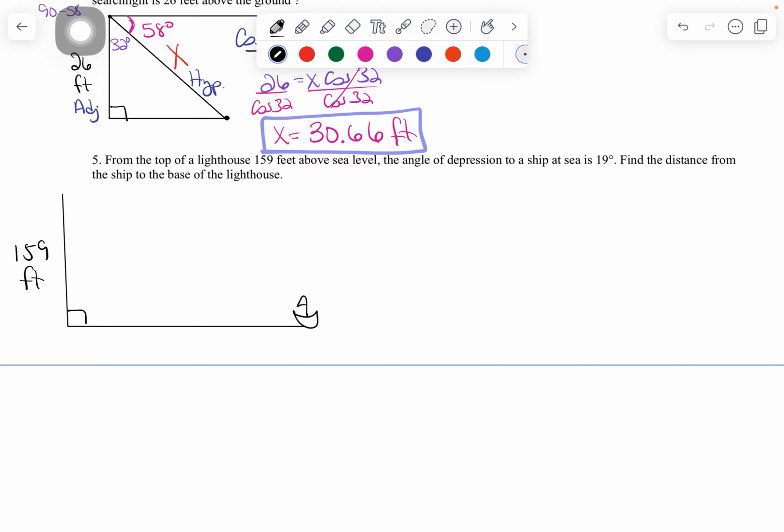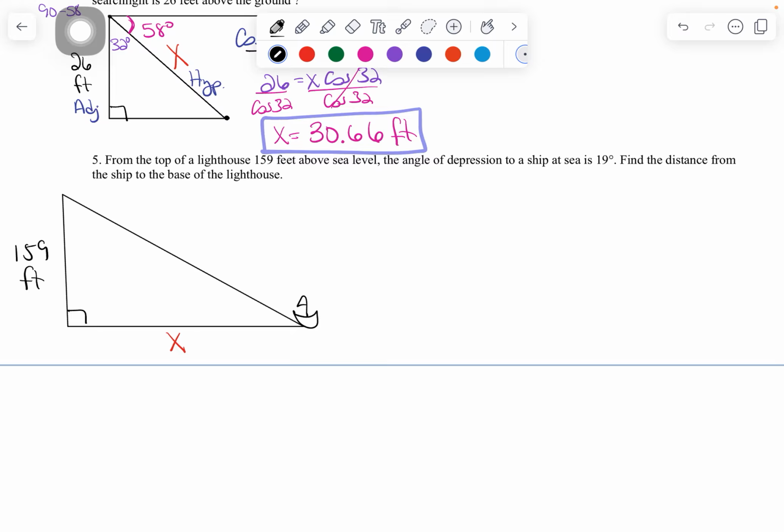The angle of depression is 19 degrees. Find the distance from the ship to the base of the lighthouse. The base means the bottom of the lighthouse here. So let's see. If I connect the dots from the top of the lighthouse to the ship, let's talk about angle of depression.